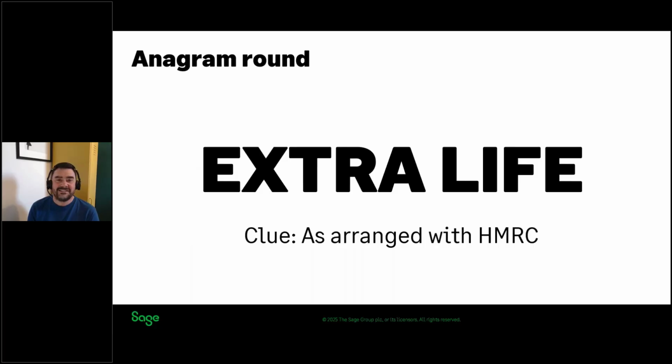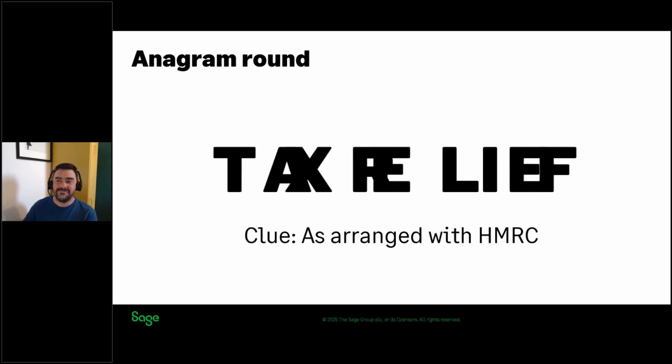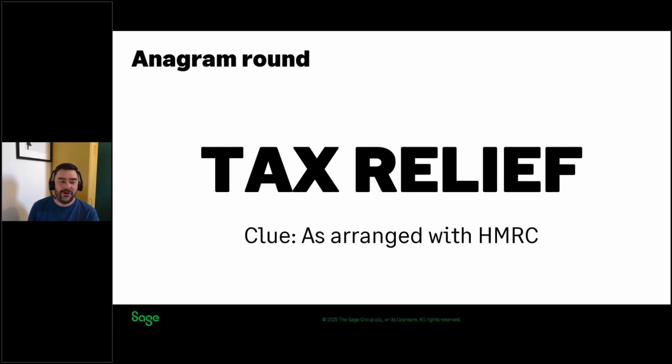Before we go back to Alice, let's take a look at the anagram round. So the clue was as arranged with HMRC. The anagram was extra life. I think most of you got this one. So the answer to that one was tax relief.